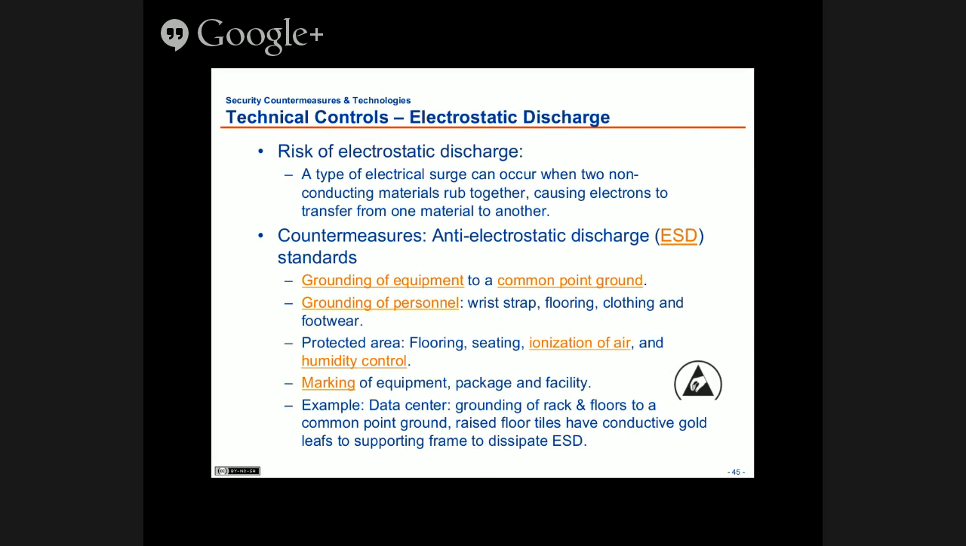Now you have the risk of electrostatic discharge. This is basically when two non-conducting materials rub together. There's all types of things you can do for electrostatic discharge: grounding equipment. You can also make sure that the employees themselves are grounded. These are like wrist straps, flooring, clothing, and footwear.